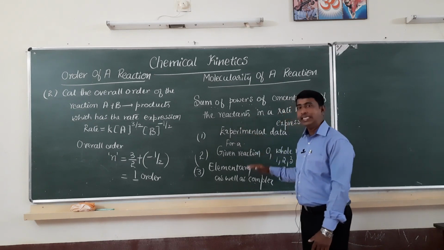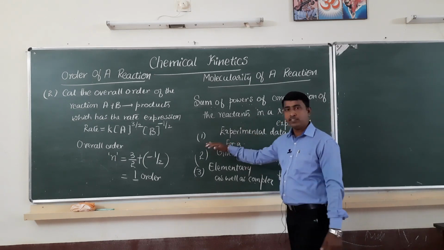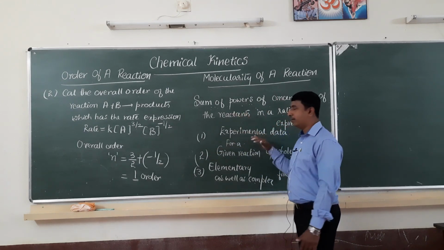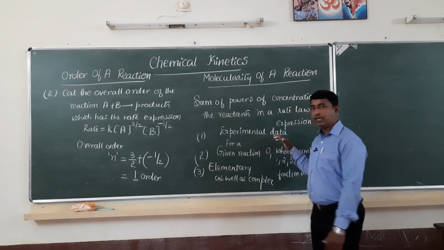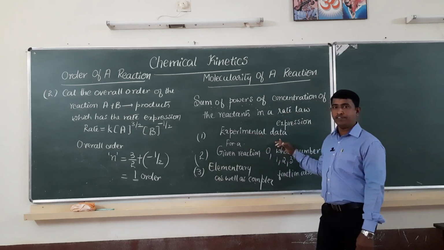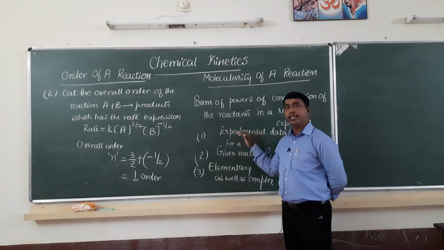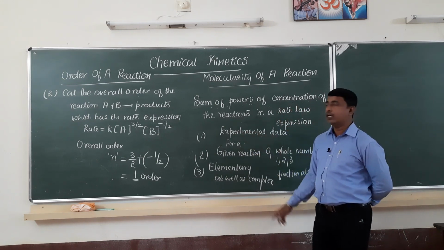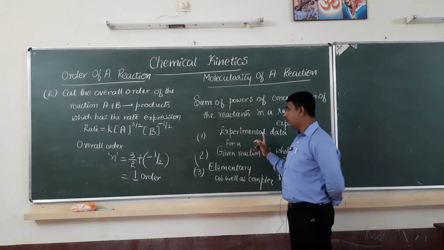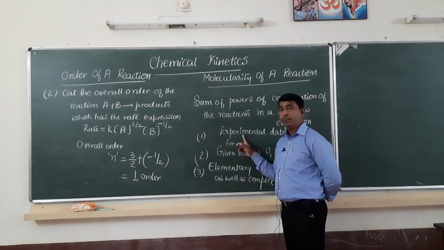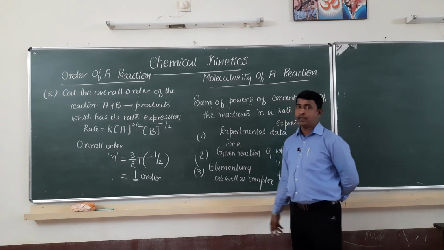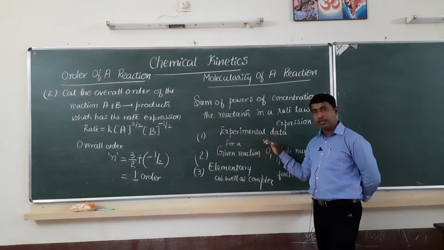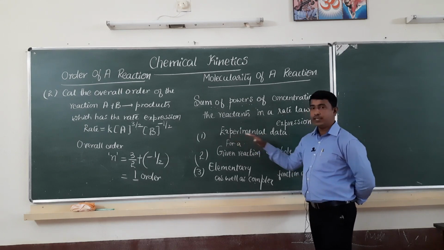So, three different things we have to remember here. First, the order of a reaction is always obtained from experimental data, or it is an experimentally determined quantity. So it cannot be obtained from the balanced chemical equation. It is always obtained from the experimental data.